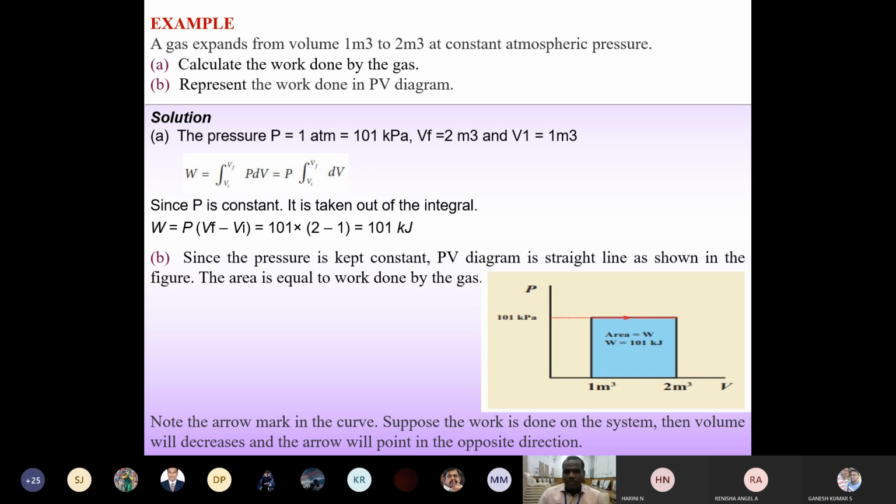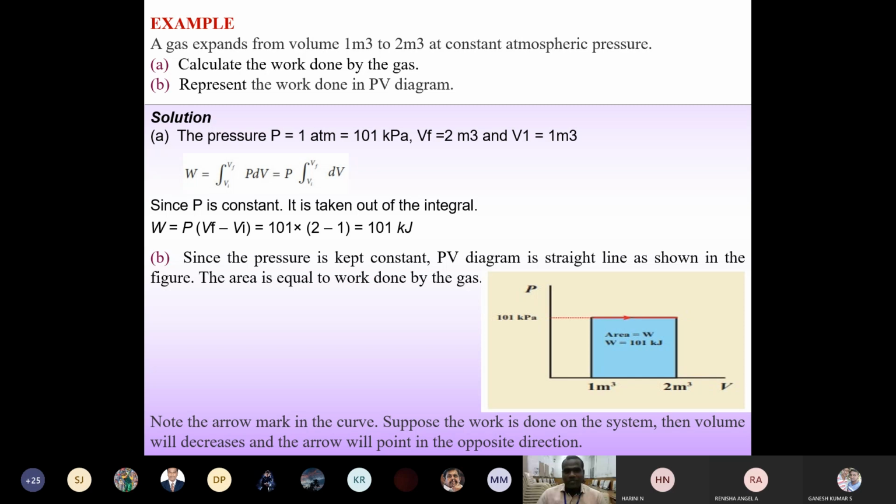We know the values of VI and VF, so we can substitute. Since P is constant, we took it out of the integral. So we can write the equation W is equal to P times (VF minus VI). We can substitute the values of P and VF minus VI. Then we have 101 kilojoule. Right. So the answer to the first question, the work done by the gas, is 101 kilojoule.